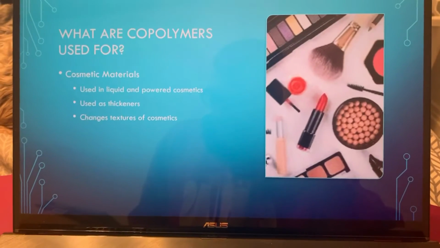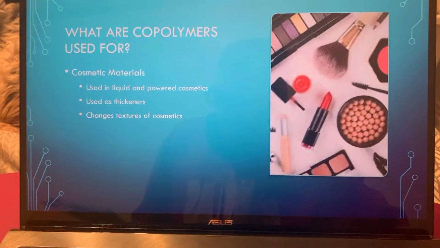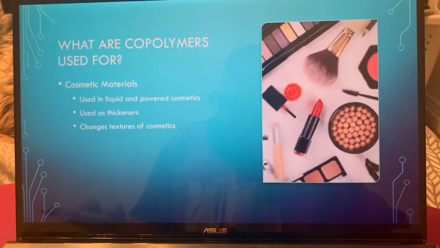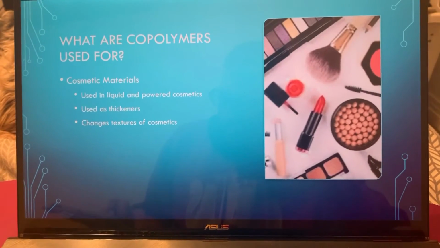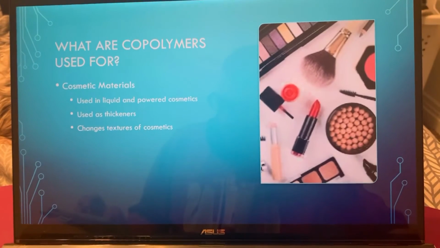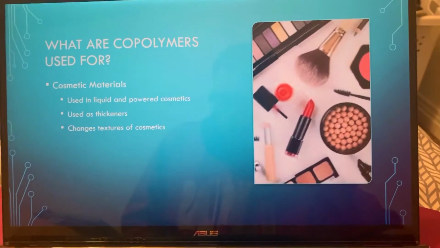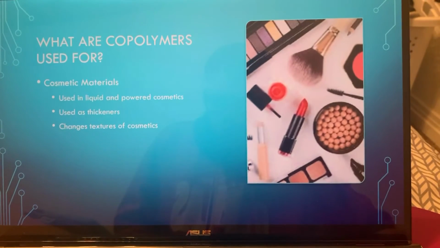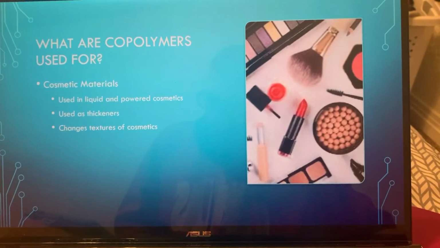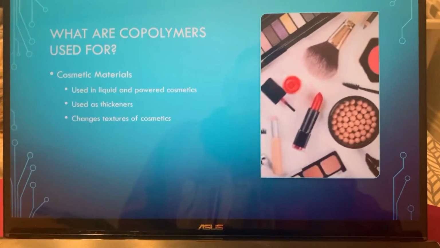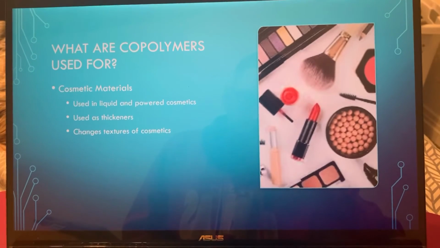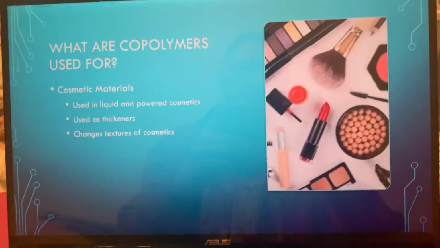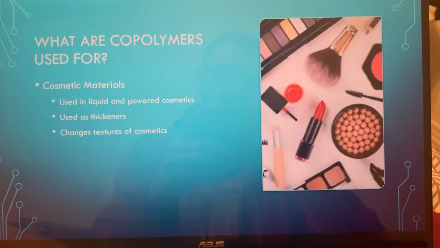Copolymers are used in cosmetic materials as well. They are used in both liquid and powder cosmetics, depending on the copolymer. And then they're also used as thickeners in the makeup material and for texture, because you can add them without changing the overall coloring of the actual cosmetics. They're very useful for thickening, and also by changing the texture you can make it rougher or smoother depending on how you want the makeup to actually feel.